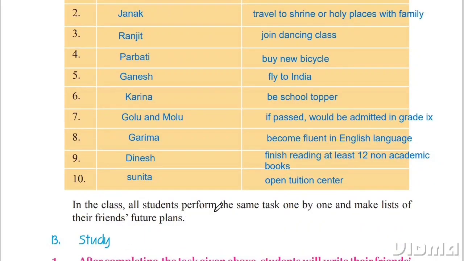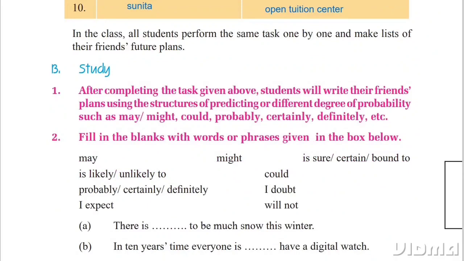In the class, all the students perform the same tasks one by one and make a list of their friends' plans. Okay, this is not necessary to do. You will do it in your class with the help of your teacher. Okay, this one. After completing the tasks given above, students will write their friends' plans using the structures of predicting or different degrees of probability, such as may, might, could, probably, certainly, definitely, etc. To do these tasks, you have to be familiar with these modal verbs: may, might, could, probably.